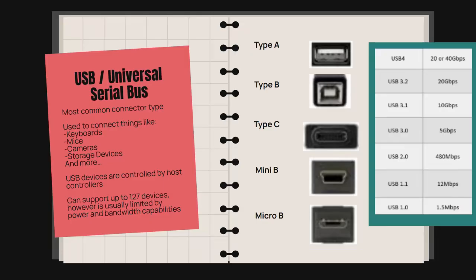Now, USB evolved rapidly. USB 1 was measured in megabits. USB 2 reached up to 480 megabits per second. USB 3 moved into gigabits, and USB 4 reaches up to 40 gigabits per second using USB-C.